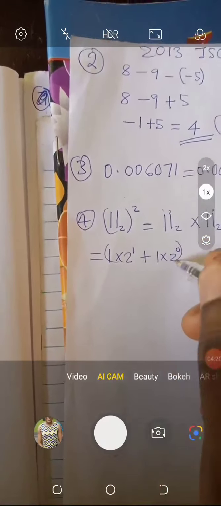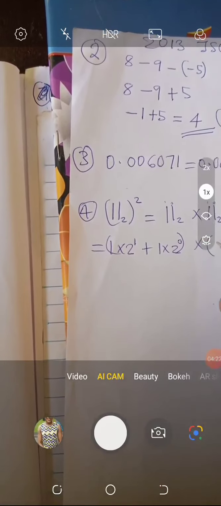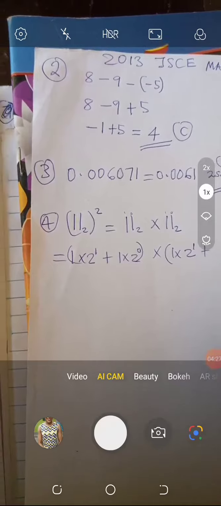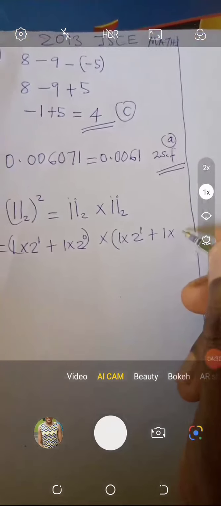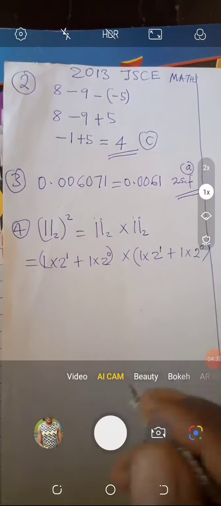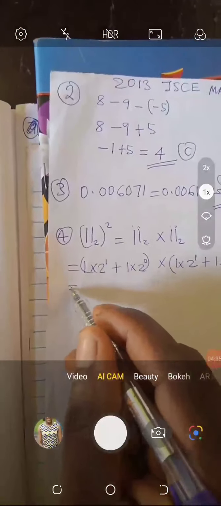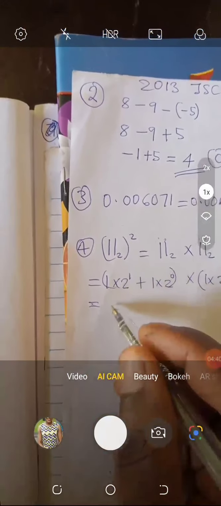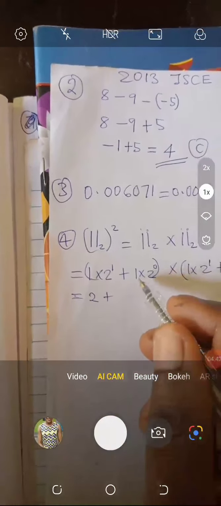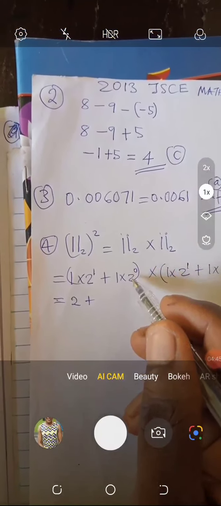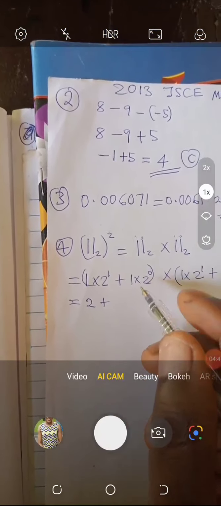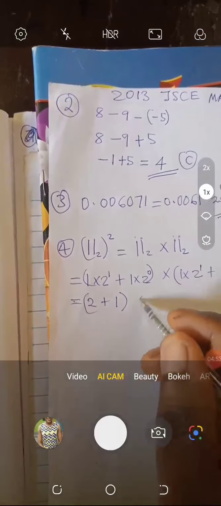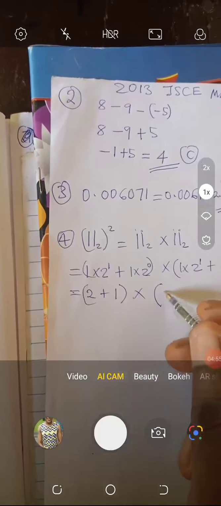I'm done with that one. Then times here, 1 times 2 raised to power 1 plus 1 times 2 raised to power 0. We're also done with that. So of course you know that anything raised to power 0 is 1, so go ahead. So this is 2 raised to power 1, which is 2. 2 times 1, we have 2 plus 1. 2 raised to power 0 is 1. So 1 times 1 is 1. So we have 3 here. Then if we do the same thing here, we have 2 plus 1.